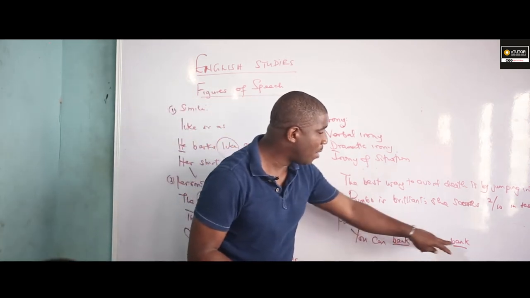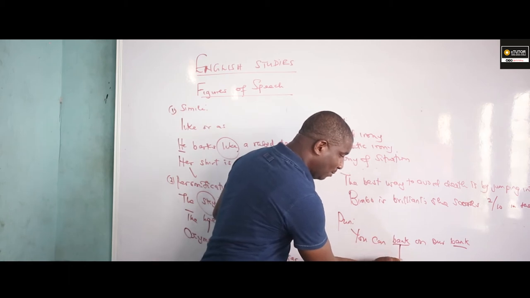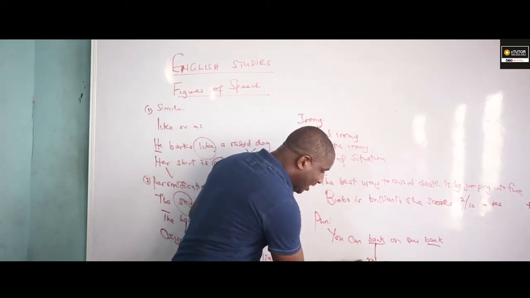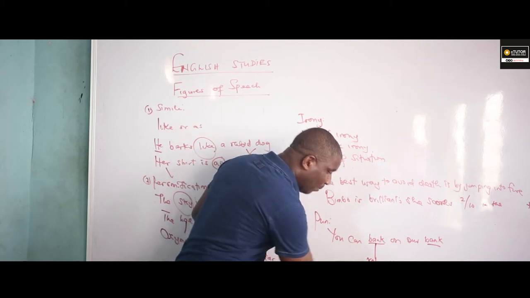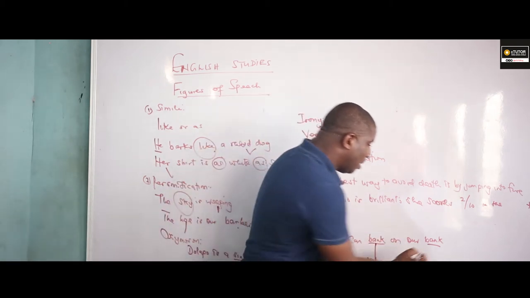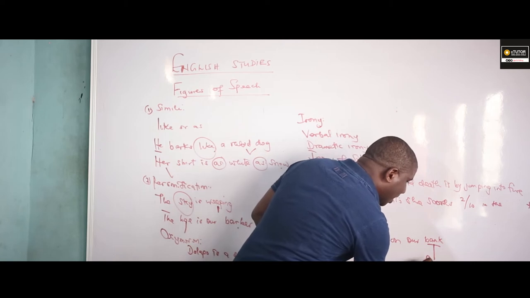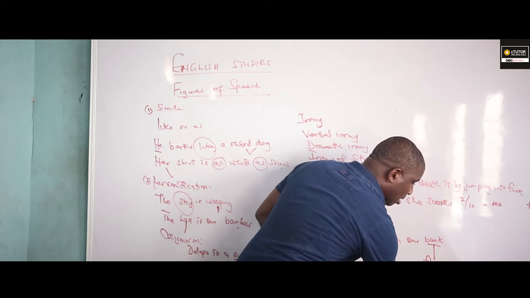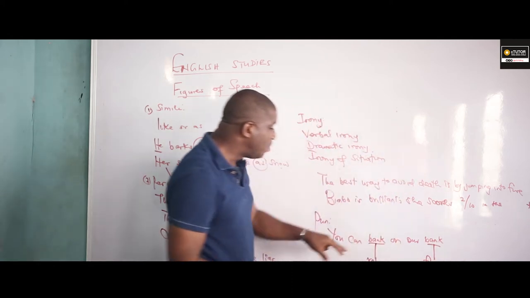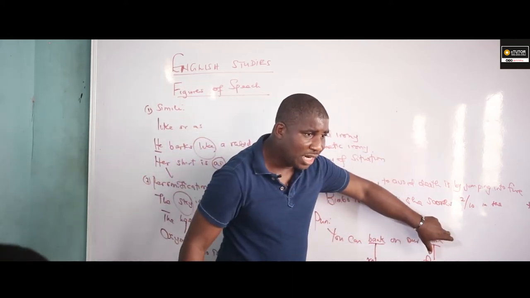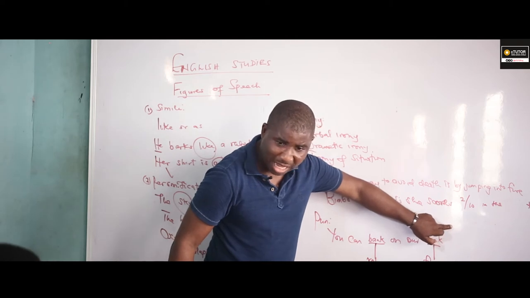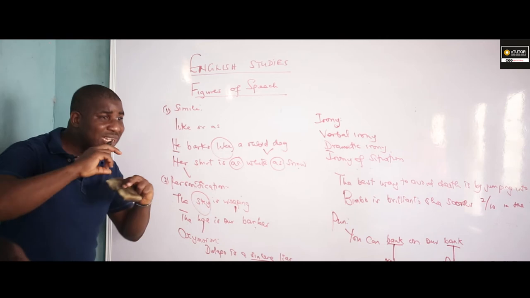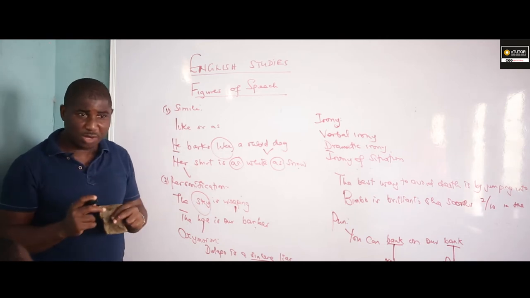You can bank on our bank. In this context, bank means what? Rely or depend. On our bank, a bank means what? Financial institution. So the word bank is being played upon. It has different meanings. Am I communicating? So pun is a figure of speech that what? That plays on words. Do I seem to be communicating?